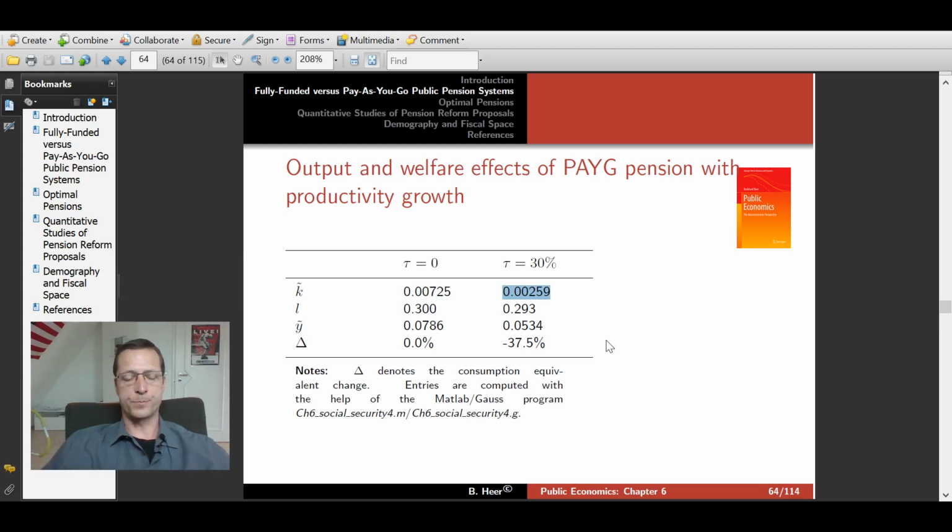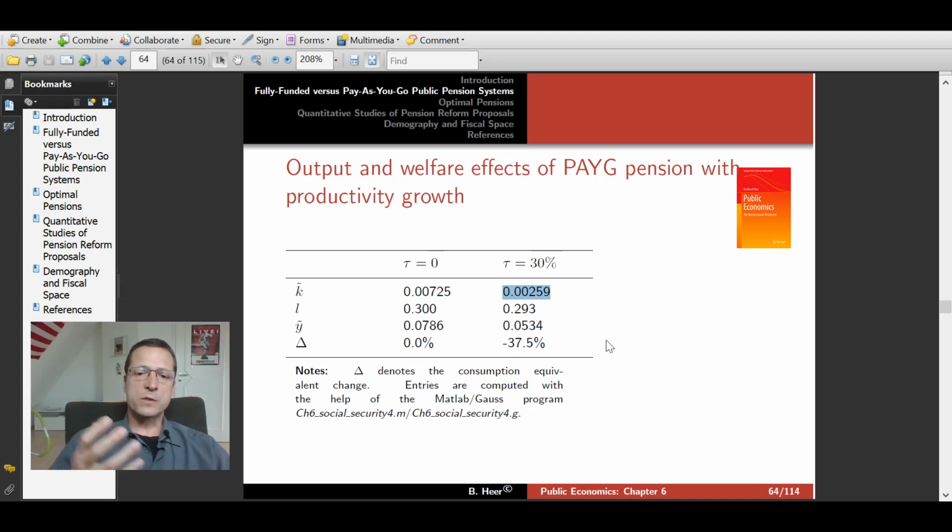And in the program chapter 6, Social Security 4.m or G, depending on whether you use MATLAB or Gauss code, we derive this consumption equivalent change. And of course, you can download this computer code from my homepage.